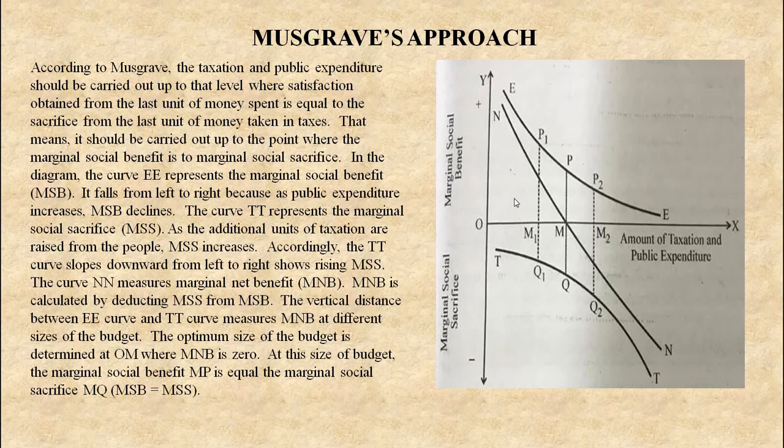So, according to Musgrave, the optimum size of the budget is given by the point where marginal net benefit is 0. This point corresponds to the point of maximum social advantage, and at this point MSS is equal to MSB. This is what you have to explain about the diagram. The diagram you have to show in this way.